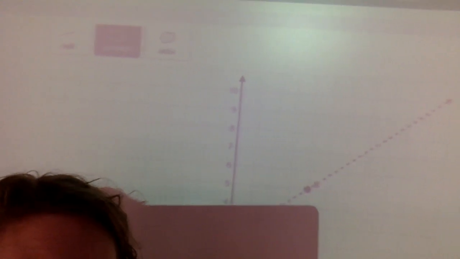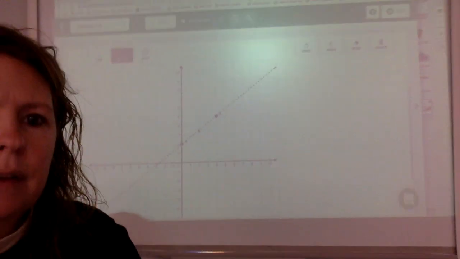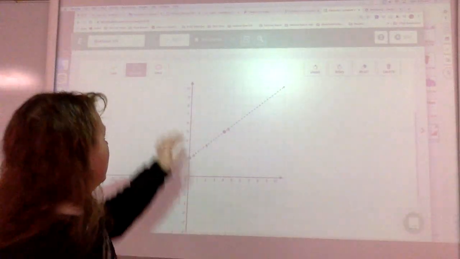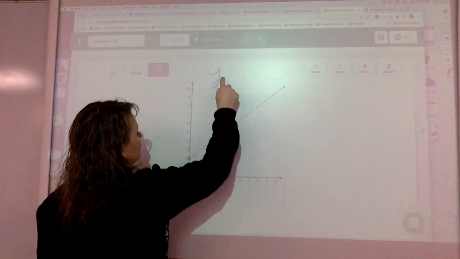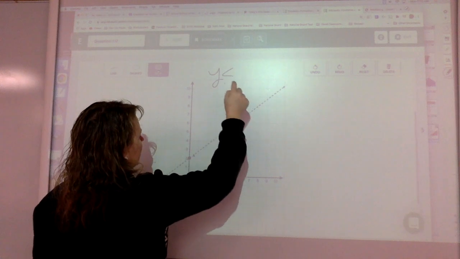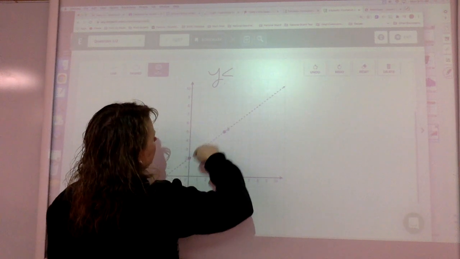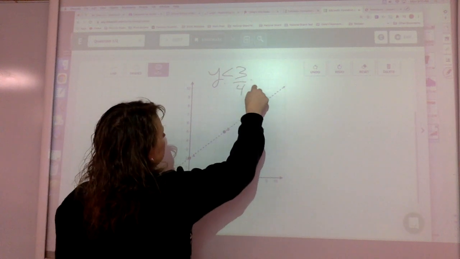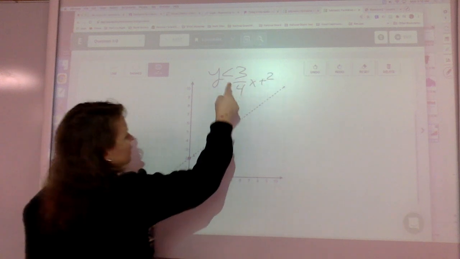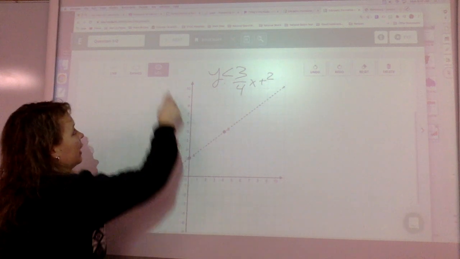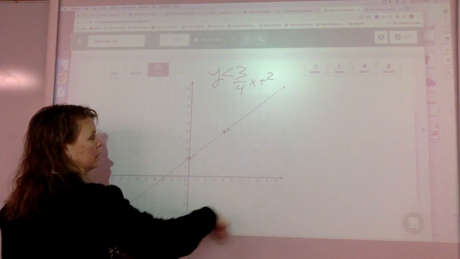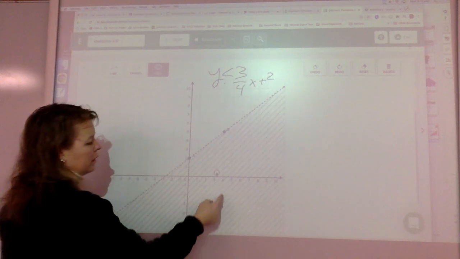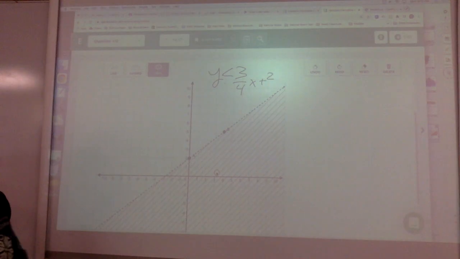And then up there on the top, you're going to click area. If you click area, what area do you want to zoom in on? Well, let's say my equation was y is less than, what did I have? 3/4 x plus 2. If y was less than that, it's a dotted line, and my area, I want anywhere lower, lower is less than, anywhere down there. So if you just click any point down there, it'll color it for you.